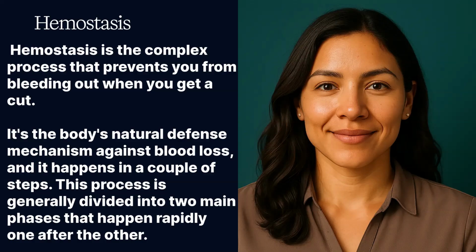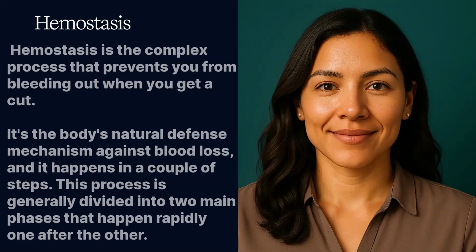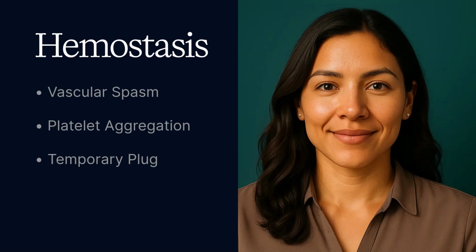This process is generally divided into 2 main phases that happen rapidly one after the other. Primary hemostasis is the fast initial response. As soon as an injury occurs, the blood vessel quickly tightens up, or vasoconstricts, to reduce blood flow through the damaged area. This is called vascular spasm. The platelets rush to the damaged site, become sticky, and start clumping together in a process called platelet aggregation. This aggregation forms a temporary, unstable plug that seals the hole. Think of this as putting your finger over a leak. It slows the bleeding, but it won't hold forever.